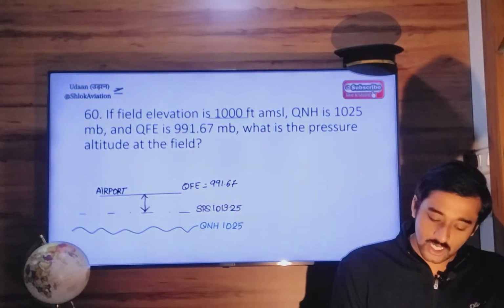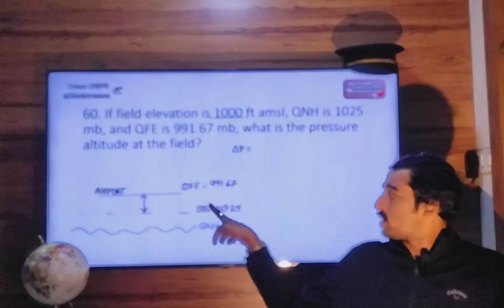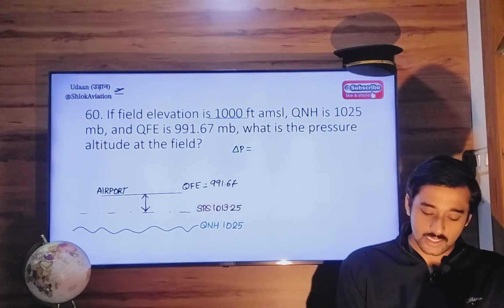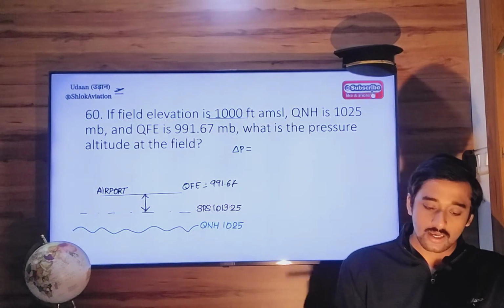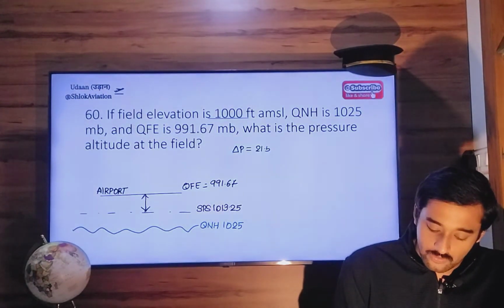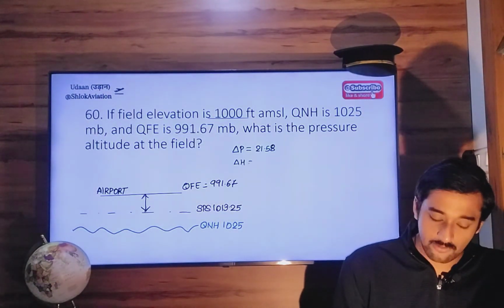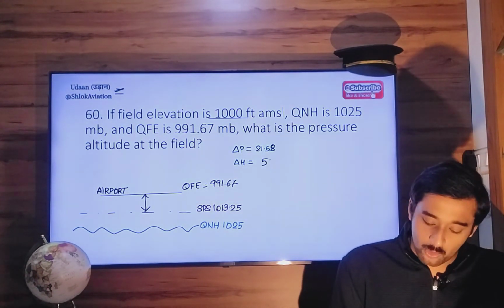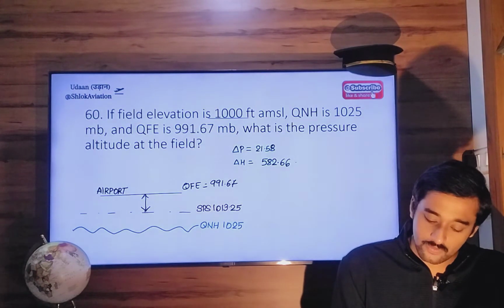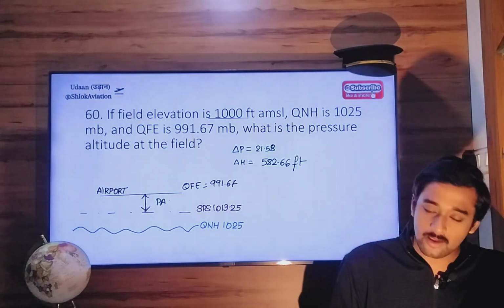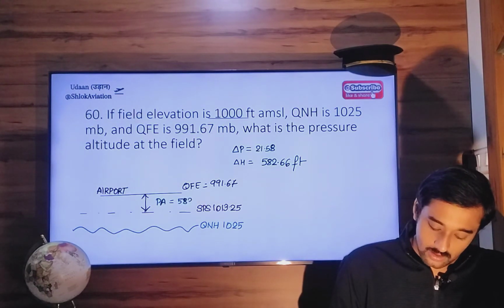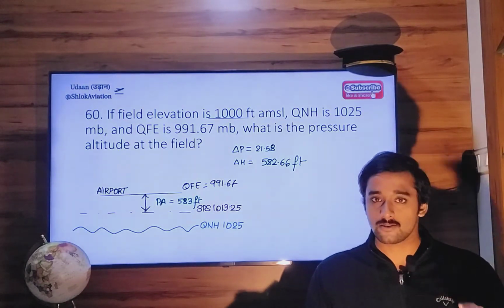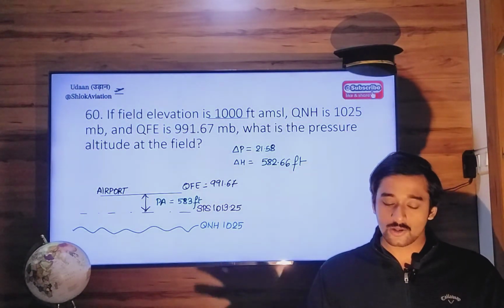So calculate the pressure difference between 1013 and 991. 1013.25 minus 991.67 is 21.58. So that translates into a height difference of, multiplied by 27, 582.66. So approximately pressure altitude will be 583 feet. It will be mentioned as 580 feet. Okay. So this is how you do this question.